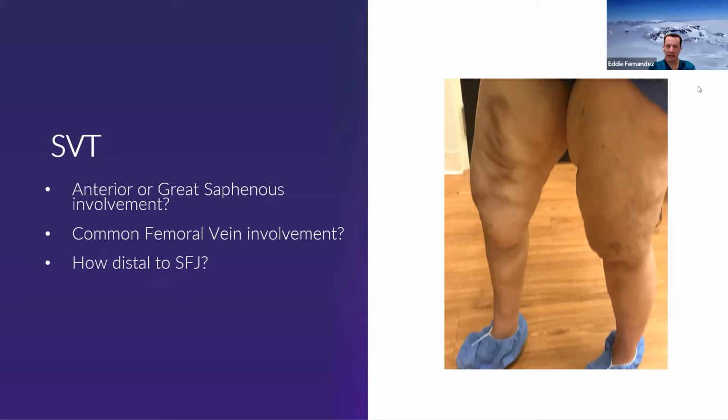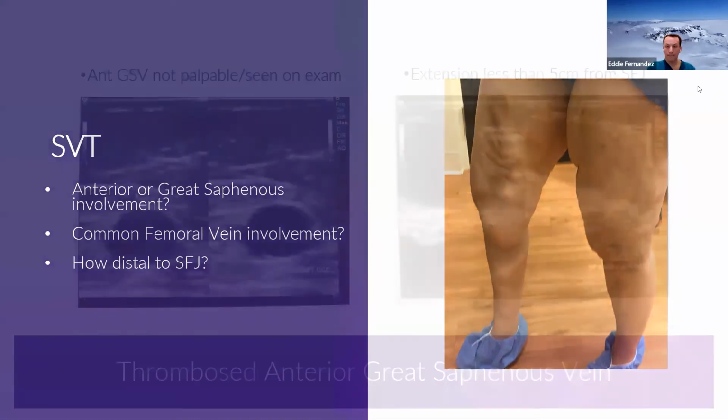Is this an SVT associated with the anterior accessory saphenous vein? Is it associated with the great saphenous vein, right? If those are involved, is it extending into those? And if it's extending into those, is it extending into the common femoral vein, right? How far is it from the saphenofemoral junction?